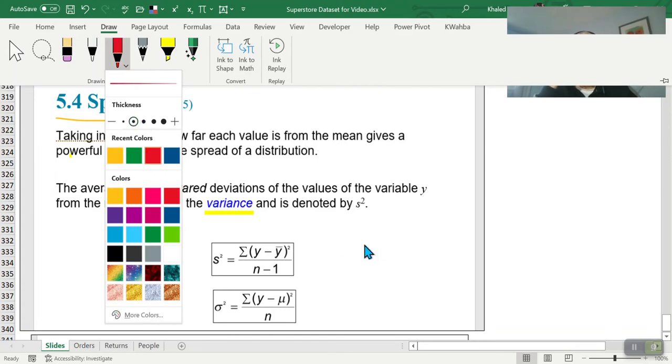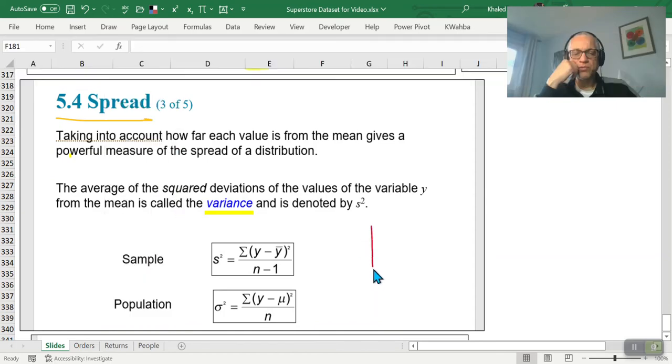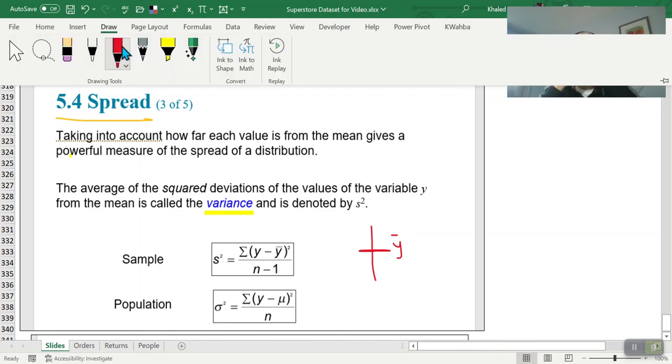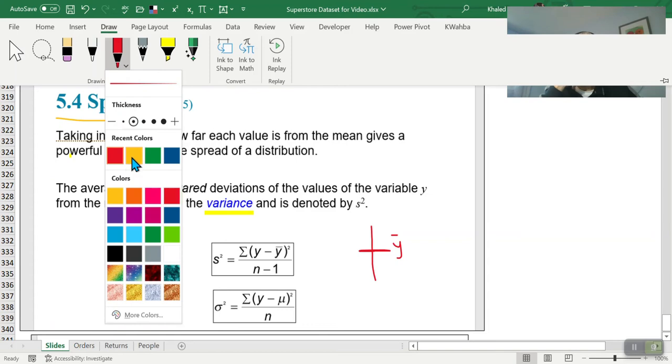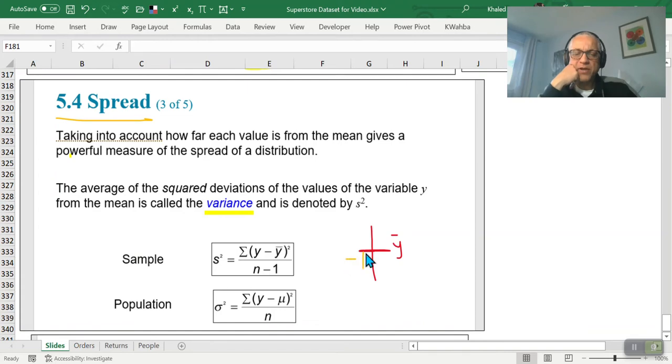So imagine that the data are spread in a way like this one, and you find an average here. So the average is here. We call it y bar because it's the average. If you try to find out how far each value is from the average, you might find some of them are lower, so the difference will be negative, or maybe higher, so it will be positive.